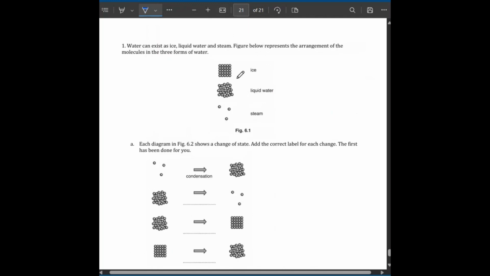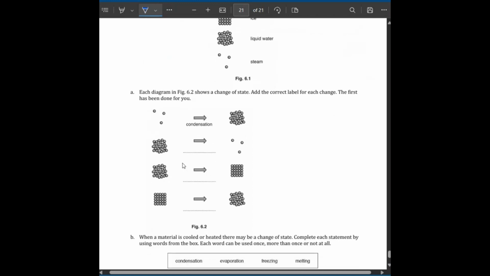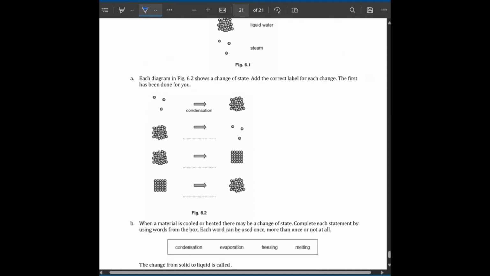Here we have the different states of matter: solid, liquid, gas, ice, liquid water, and steam. Each diagram shows a change of state. Add the correct label. Okay, sure. So here we have liquid moving to gas, so it is evaporating or boiling. Here we have liquid turning into solid, so it is freezing or solidification. Here we have solid turning into liquid, which is melting.